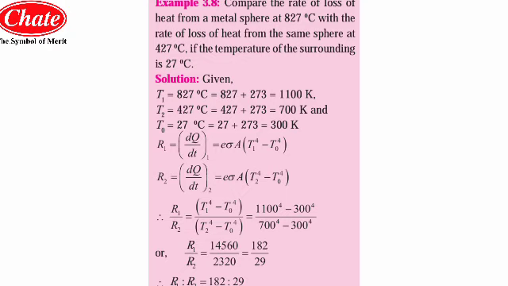So when you make the calculations, R1 by R2 is equal to 14,560 upon 2,320. If we make the division, then you will get 182 divided by 29. So this is the ratio you will get. R1 is to R2 is equal to 182 is to 29. So this is the comparison we have made in terms of the ratio of R1 to R2. So now students, we will discuss some important terms which are given in this chapter.